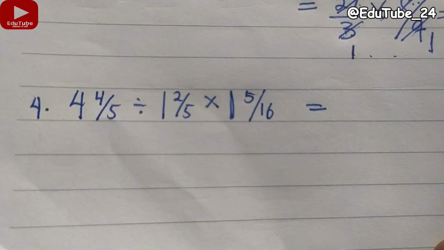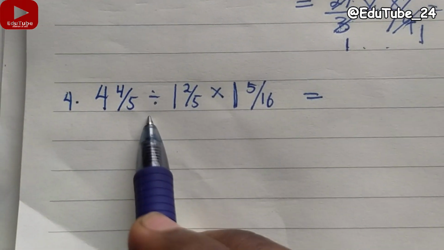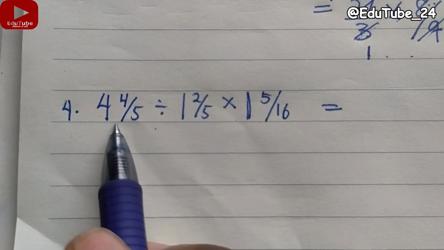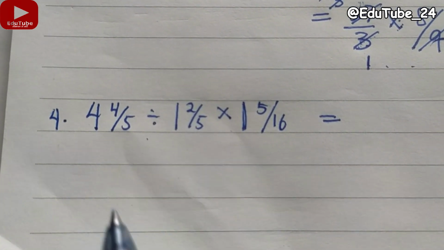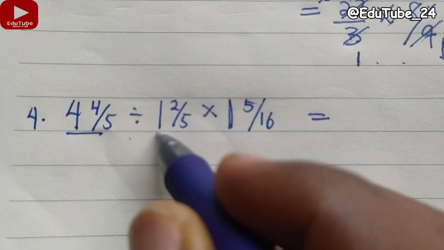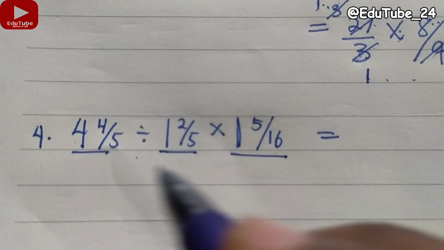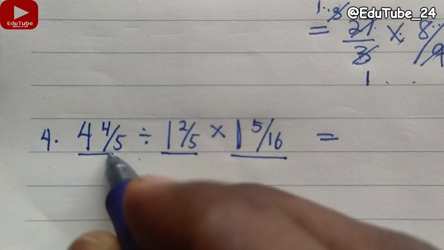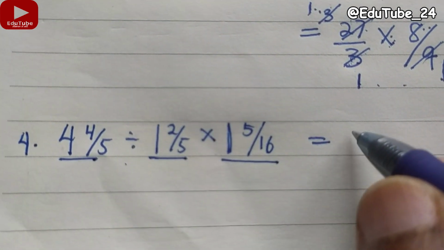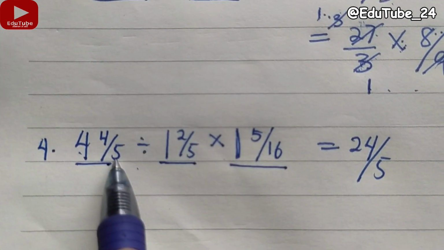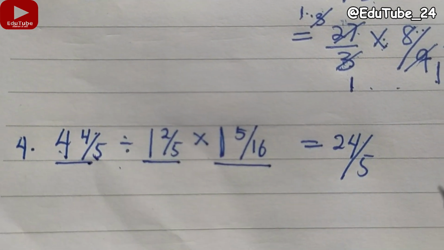Now the last example, I have a mixed operation of division and multiplication. See the same process. You could also see that I have a mixed number. So I'm first of all going to convert the mixed number to improper fraction before carrying out the operation. So if I convert this to improper fraction, I will have 24 out of 5. Because 4 times 5 is 20, 20 plus 4 is 24 out of 5.